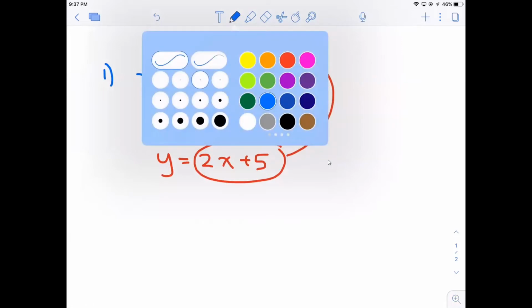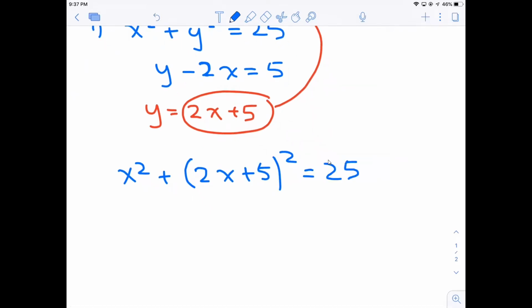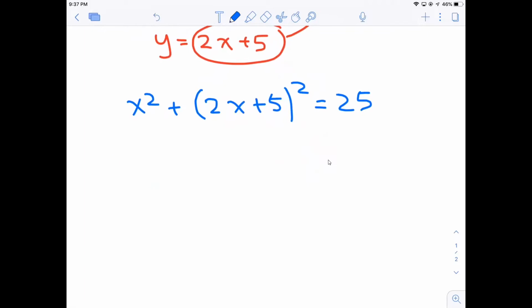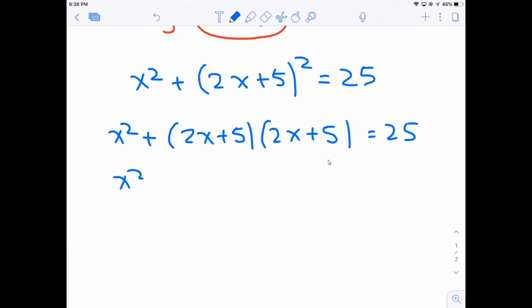And once I do that substitution, we get x squared plus y squared. Sorry, y was 2x plus 5, so x squared plus (2x plus 5) squared equals 25. Right, so we get x squared plus, and make sure you are actually multiplying out (2x plus 5) squared. That's going to be 2x plus 5 times 2x plus 5. And I know you can all do this.